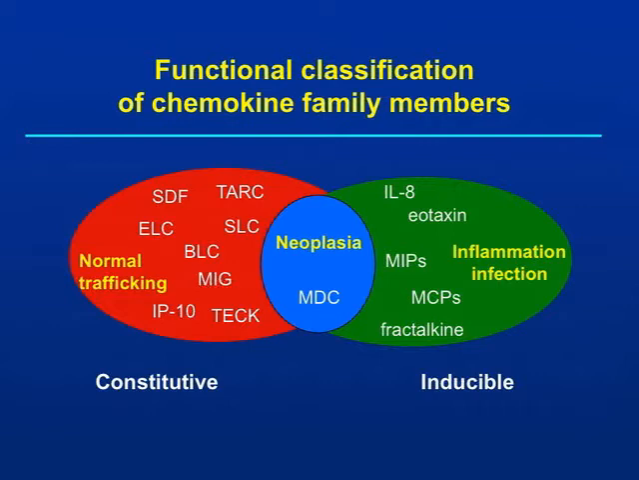Some of the family members are constitutively produced and play more of a role in homeostatic processes, while there are other chemokines like interleukin-8, which we've heard a lot about today, that are not expressed constitutively, and are only expressed when one comes in contact with an activating molecule like a bacterium. And it's these molecules that need to be expressed to recruit cells to sites of secondary infection and also wound healing.